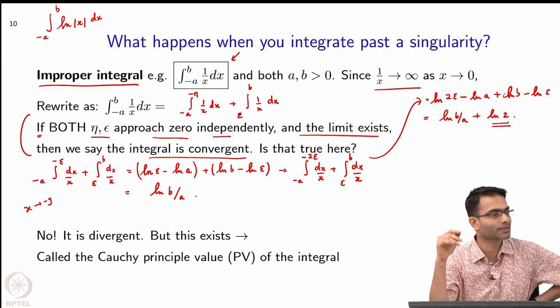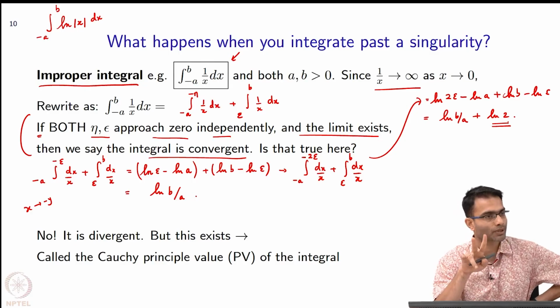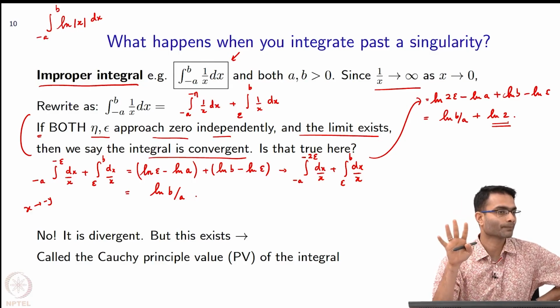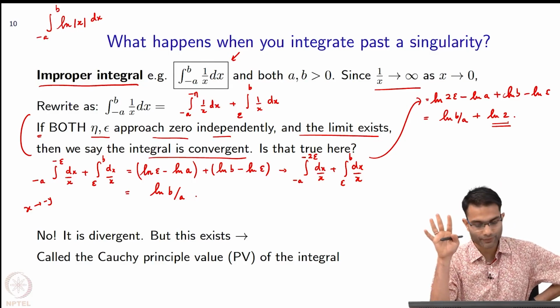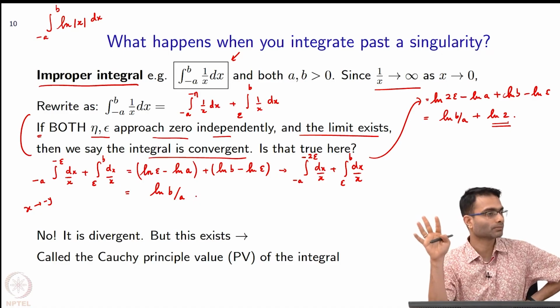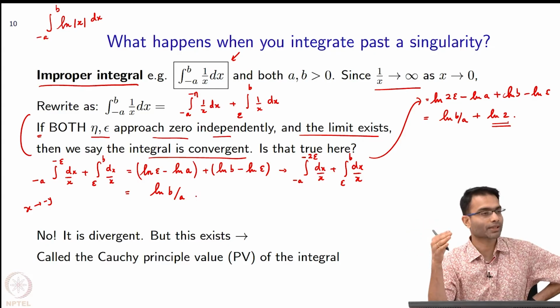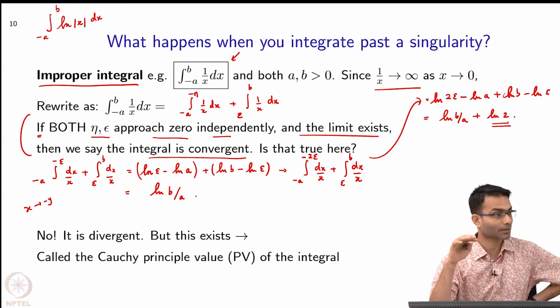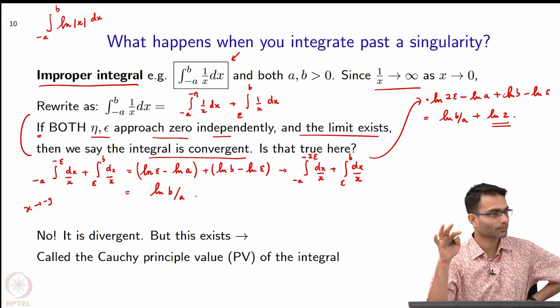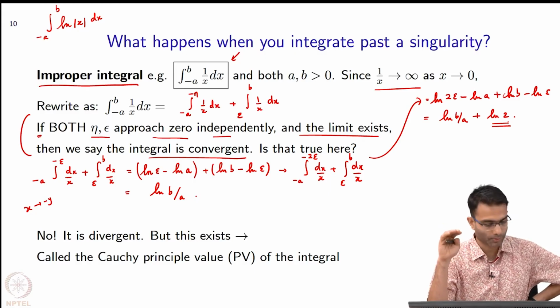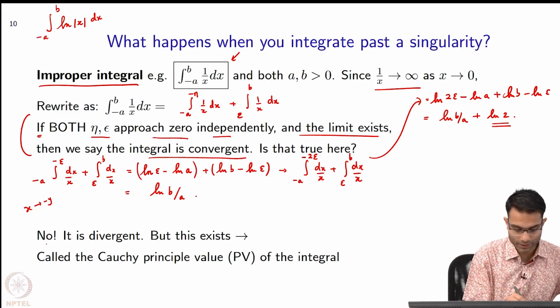So, this limit itself does not exist as both eta and epsilon approach independently. This is the definition of a divergent integral. You can try it out for the other case, log of x, you will find out that it is convergent and there is no problem. But 1 by x has this problem, therefore, it is a divergent integral.